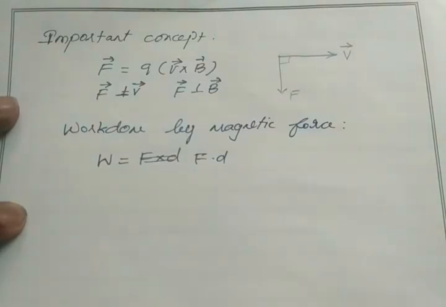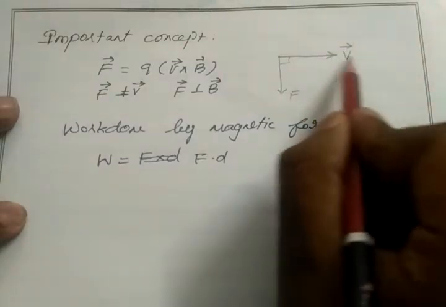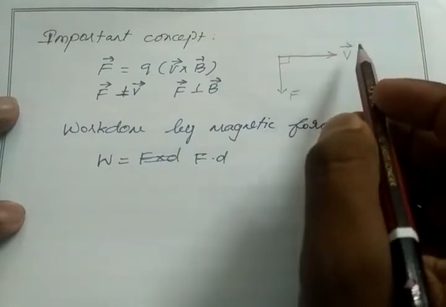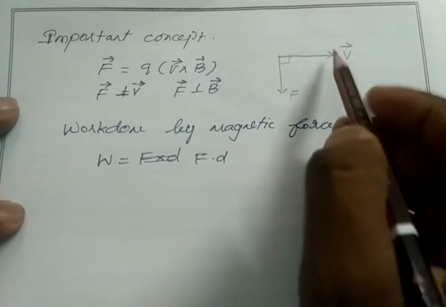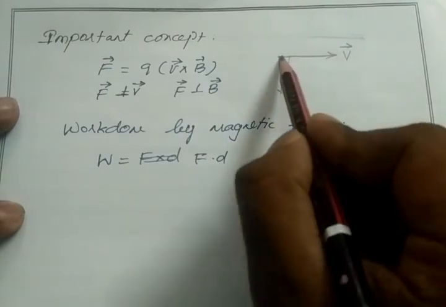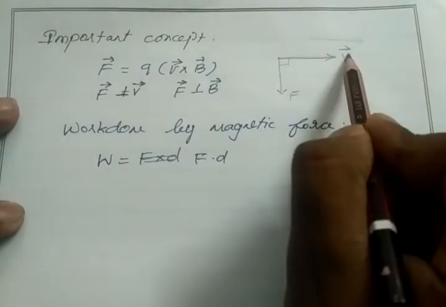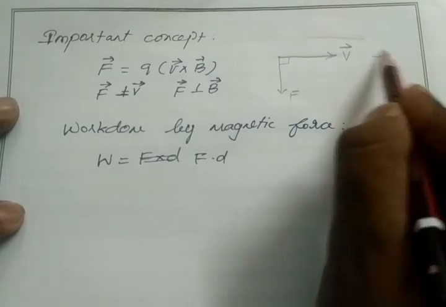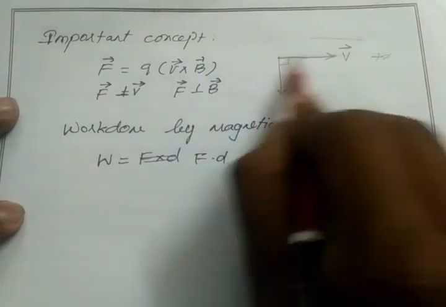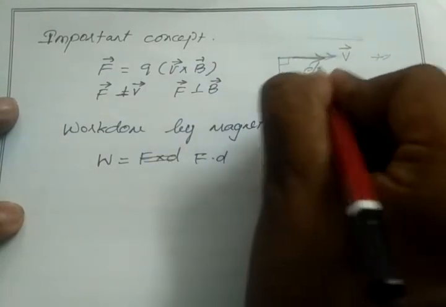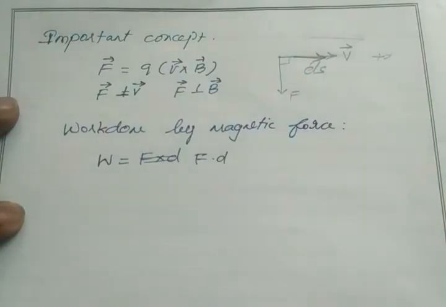So what is the direction of displacement here? This is the direction of velocity. In this direction we have the direction of displacement, right? Because we know the change in displacement is equal to velocity. So if this is the direction of velocity, then this should be the direction of displacement. The charge is displaced from here to there, moving from 0 towards the positive x-axis. So this is my displacement, right? Clear?